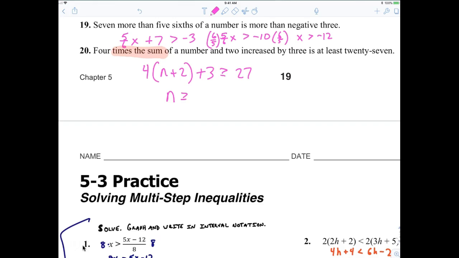27. Then you subtract 3, you get what? 24. Then divided by 4. And then, minus 2, which makes it 4. Perfect. And it's greater than or equal to 4. All right, is everybody with me?